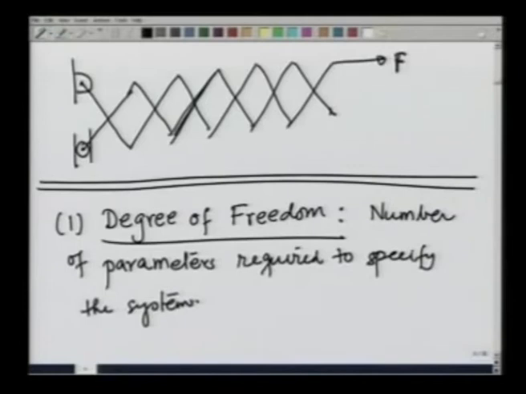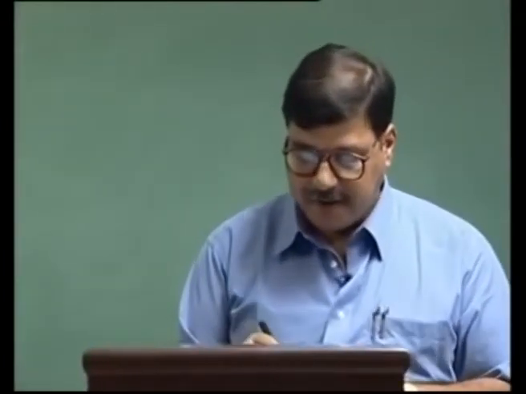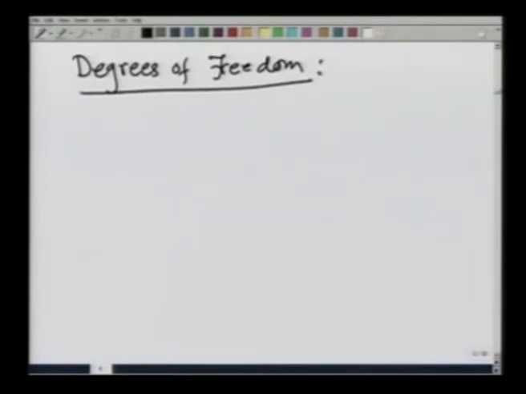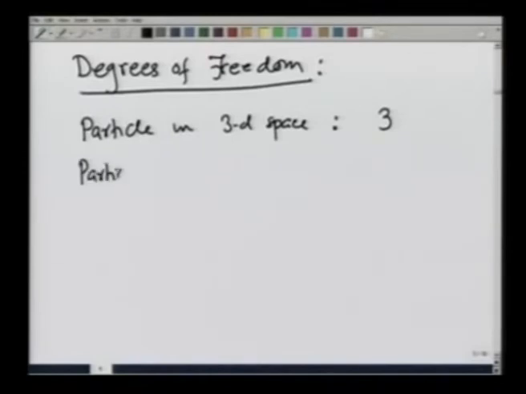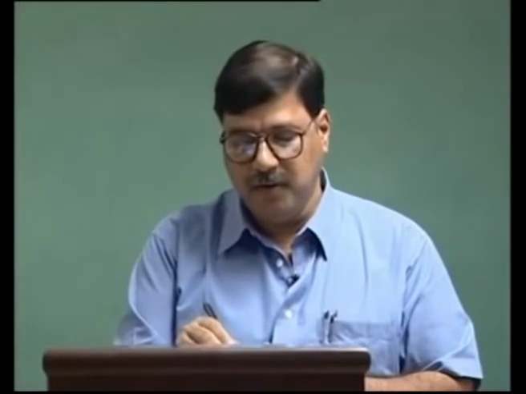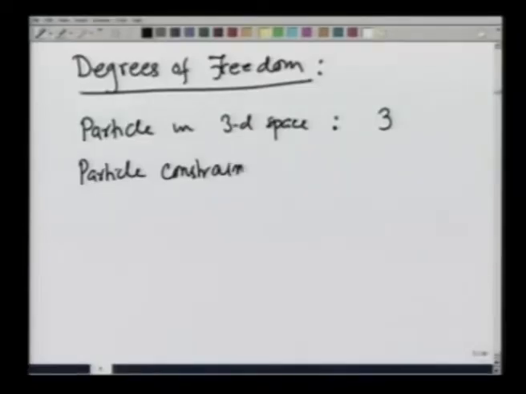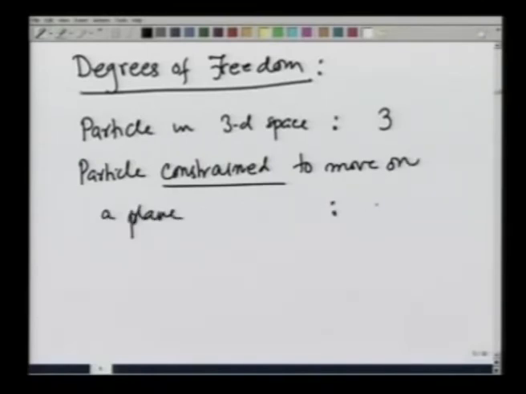So when I say specify the system, I mean precisely that. What is its position, what is its orientation, at what angle is it from vertical, and so on. So we are talking about degrees of freedom. Again, number of parameters required to specify a system. For example, if I take a particle in 3D space, the number of degrees of freedom is 3. If I take a particle constrained to move only on a plane, and I'll make this definition of constraint clearer a little later, then the degrees of freedom are 2.